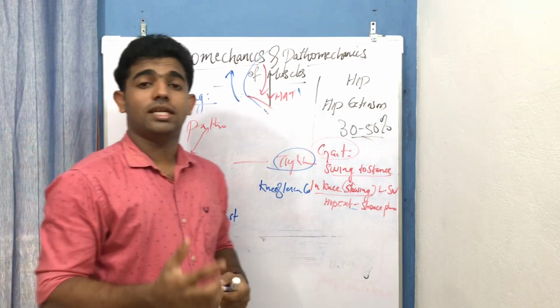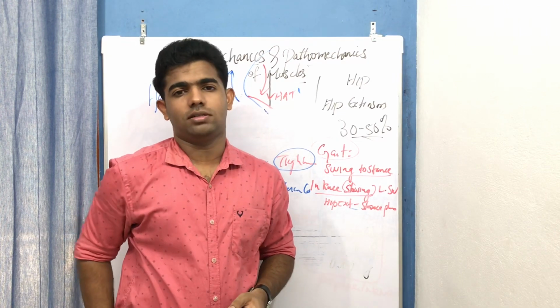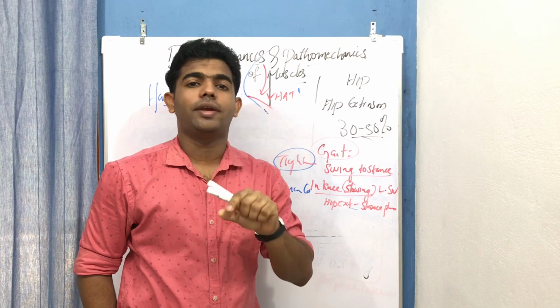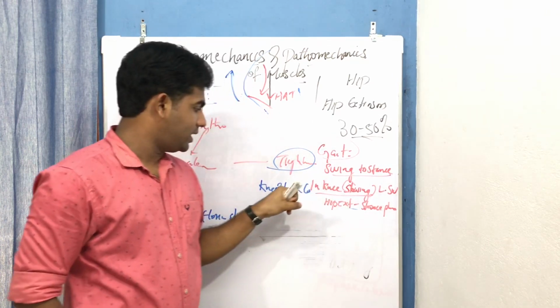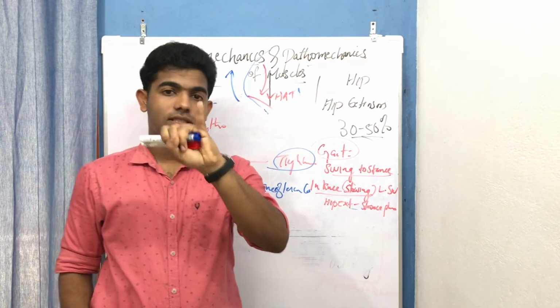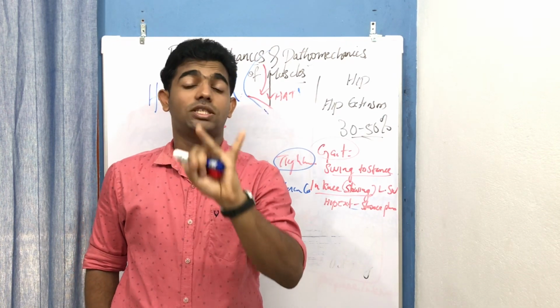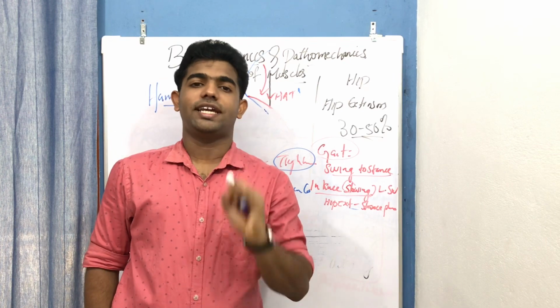And sometimes there is an overactivity of the hamstring muscles, especially in neurological disorders, etc. There is a problem in extension of the knee. So tightness of the hamstring can produce knee flexion contracture. Overactivity of the hamstring can produce knee extension problems, or difficulty in extending the knee.